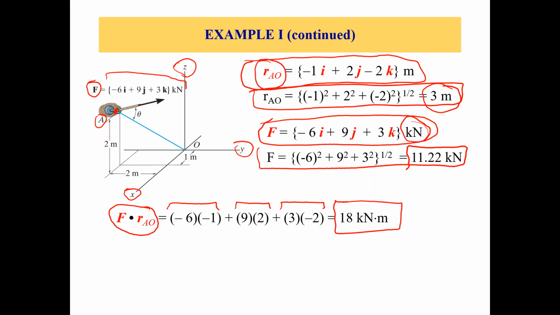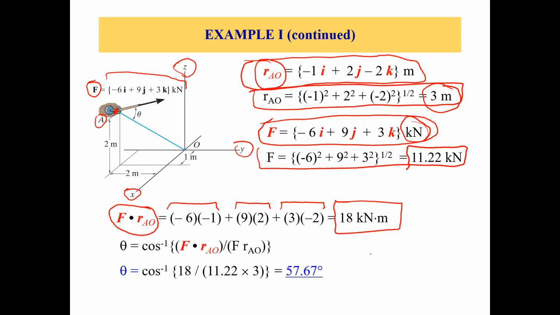And how about the units? The units of the dot product is the product of the units of both vectors. The force vector's units were kilonewtons, and the position vector's units were meters. So the dot product will be 18 kilonewton meter. So 18 kilonewton meter is the dot product between these two vectors, F and the position vector RAO.